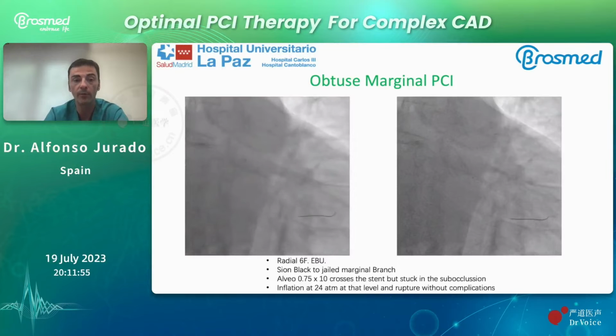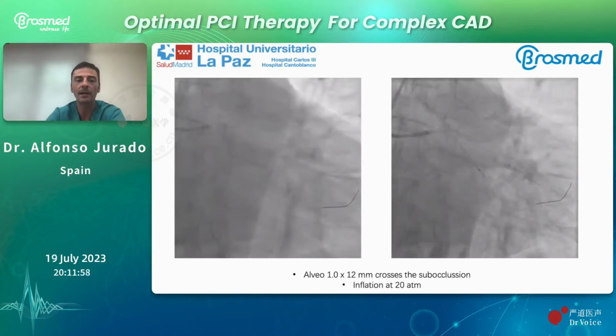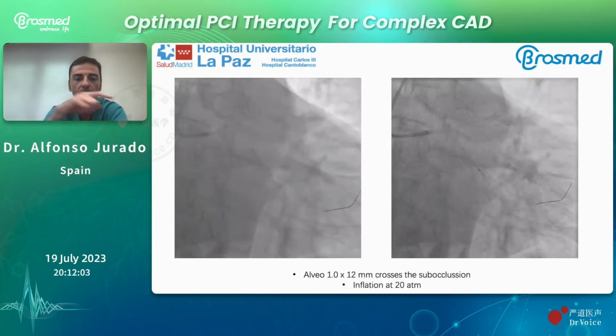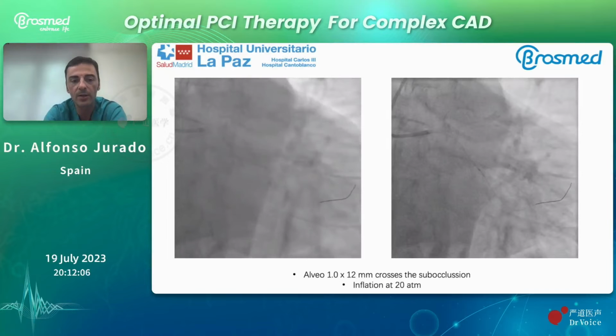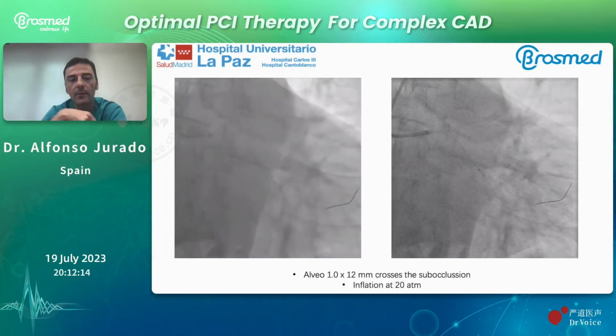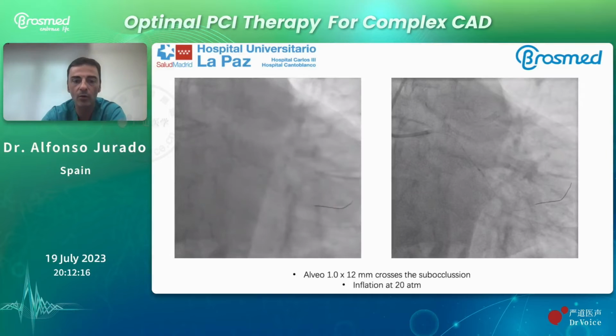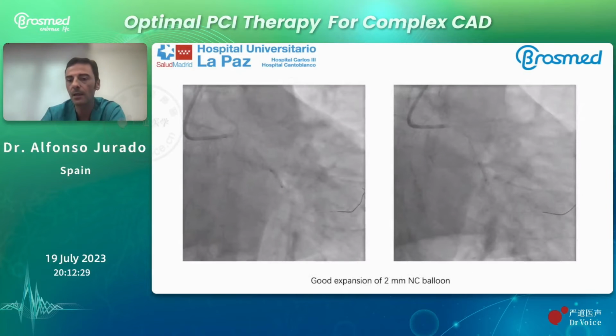The flow improved a little bit, and after that we have a lot of confidence in the Alveo. So we tried to cross with a bigger balloon after this initial inflation and rupture of the 0.75. This is the 1.0 Alveo balloon, struggling to cross, and then we retrieved the balloon a little bit, gained some distance, and then the balloon crossed, as you can see here. At that time, we inflated the balloon at the rated burst pressure, 20 atmospheres, and the balloon inflated well. And after that, we could easily cross a 2.0 balloon.